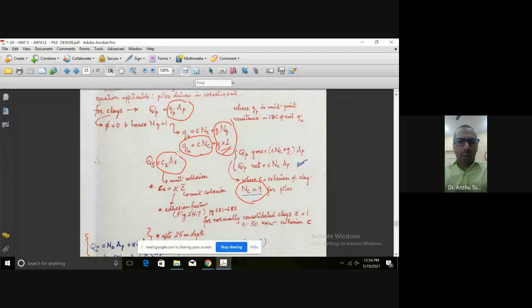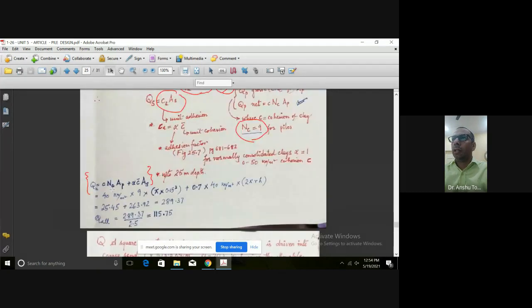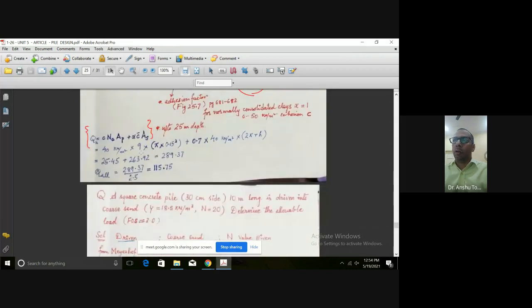So when we want to find out in clay, as soon as clay comes into the picture, we will be using Nc Cu Ap plus alpha C bar As. This is going to be the ultimate load carrying capacity formula for clay deposits, if they are driven piles. If you are going to do it seriously, you will be remembering the formulas actually. So the C value is given to us in the question. If it is not given in the question, then we are required to derive it using the formulas.